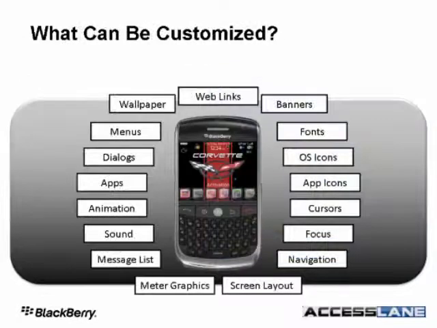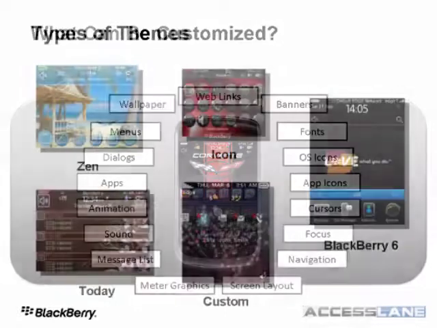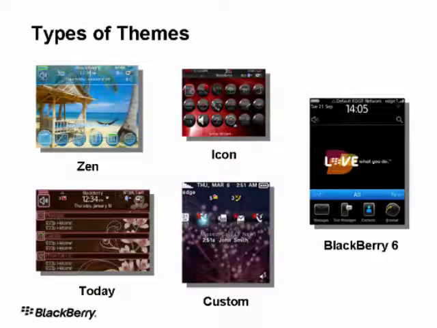So what can you do? You can customize pretty much everything. Wallpaper, obviously, but every single aspect: menus, dialogues, applications, animations, sounds, cursors, application icons, fonts, banners. You can change pretty much everything on the BlackBerry device. And you can create different types of themes. You can create the types which users are familiar with, like a Zen or Today, so you have this list of recent calls and emails. But you can build your own custom stuff which doesn't look like BlackBerry at all at the end of the day.